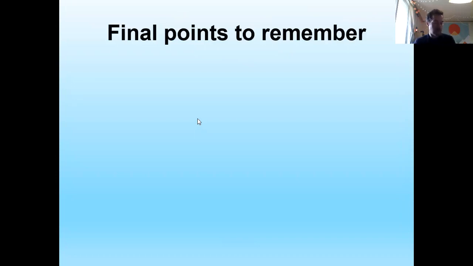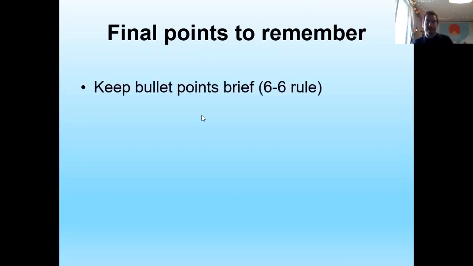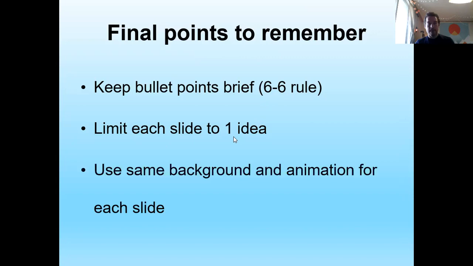Okay. So what are some final points to remember? Keep bullet points brief. 1-6-6 rule: one idea per slide, six bullet points per slide, six words per line. 1-6-6. Use the same background and animation for each slide.